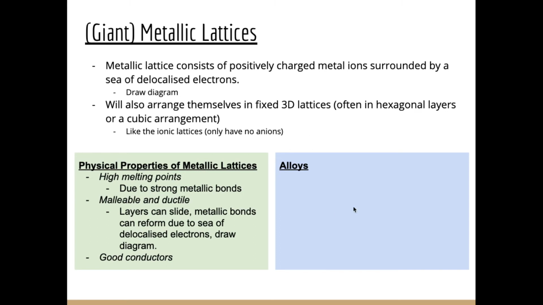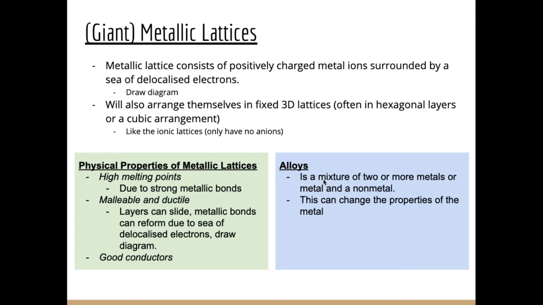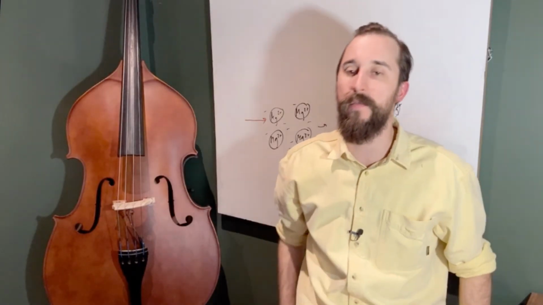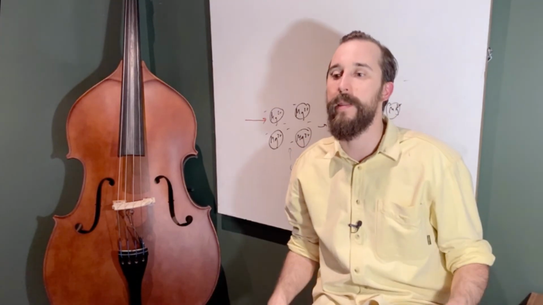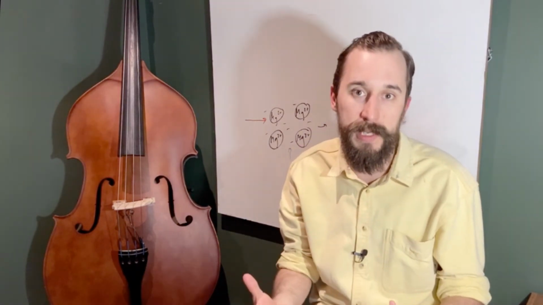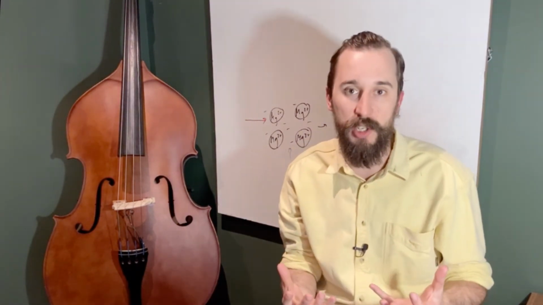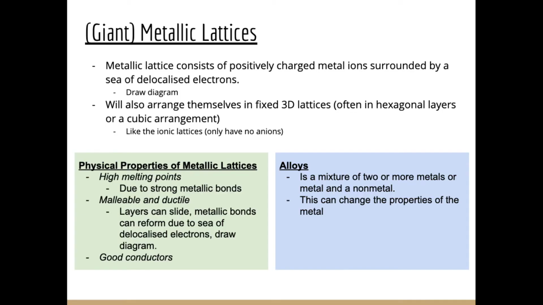Rightio, so we have these things called alloys that's worth touching on as well. An alloy is a mixture of two or more metals or a metal and a non-metal. So you often think of mixtures as maybe a mixture in the liquid or a mixture of solutions. An alloy is a solid mixture. So we have additional metal cations or even non-metal particles such as carbon that mix and make an alloy, and we can change the properties of metals because of this.